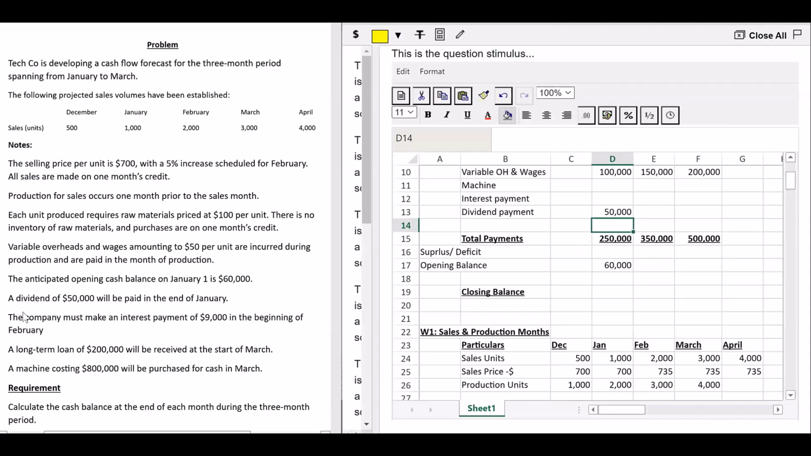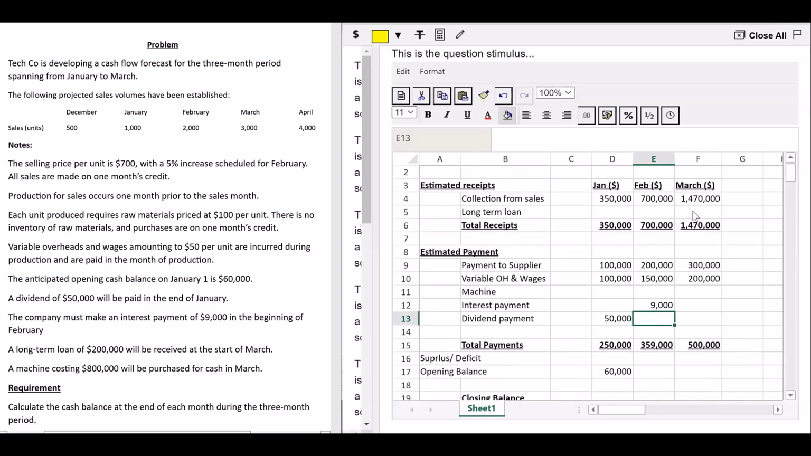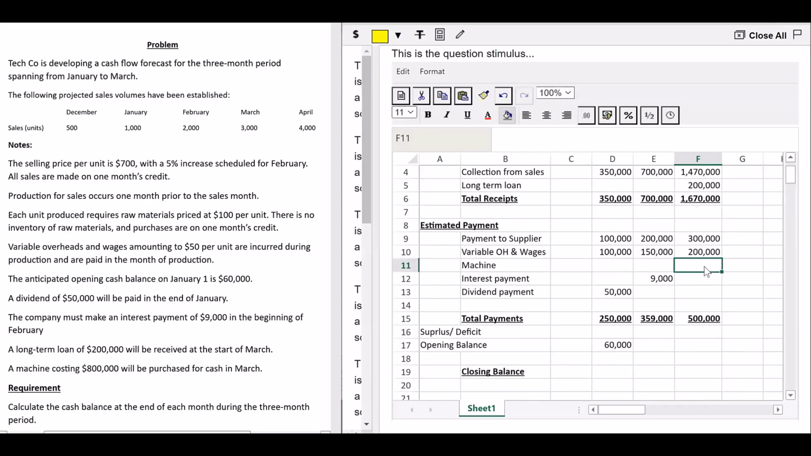The company must make an interest payment of 9,000 at the beginning of Feb, which is going to be 9,000 for Feb. A long-term loan of 200,000 will be received at the start of March, so it's going to be received as a long-term loan, and the amount is 200,000. And the next point, a machine costing 800,000 will be purchased for cash in March. So in March, there's a machine purchase which is 800,000.